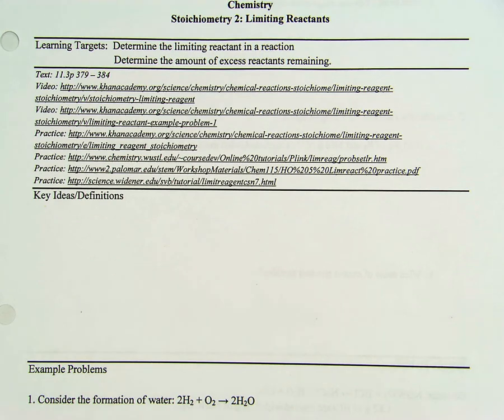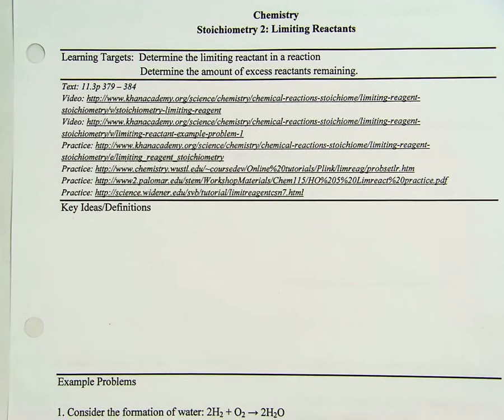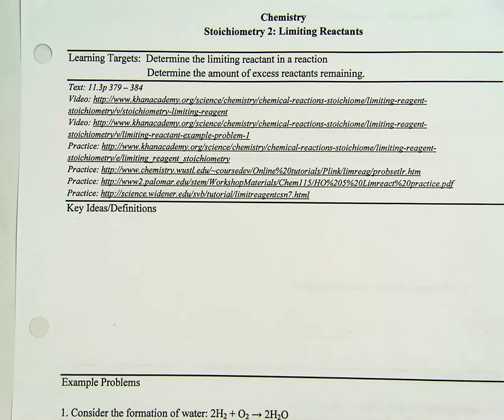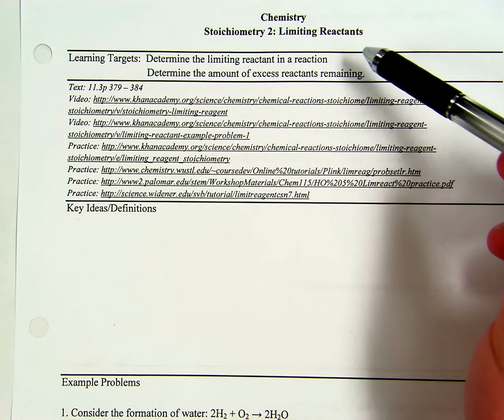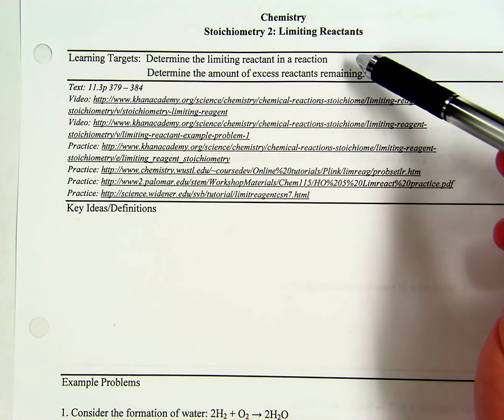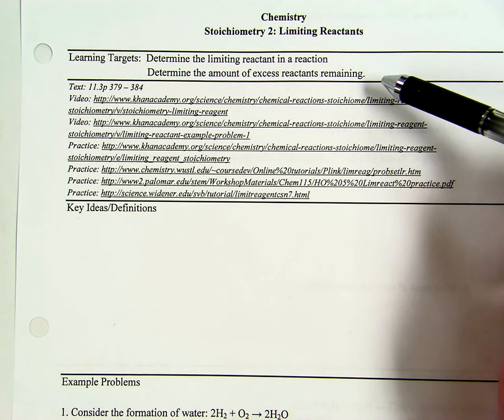This is the second video in the stoichiometry unit. This video has two learning targets. We want to be able to determine the limiting reactant in a reaction, and we want to determine the amount of excess reactant or reactants that remain.